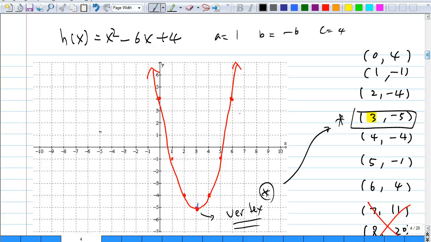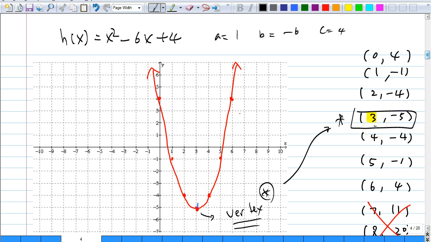Well, let me tell you how to find the x-coordinate of the vertex. Because if I tell you the x-coordinate of the vertex, how do you find the y-coordinate? You simply plug it back in, right? Isn't that how we got -5? So if we could figure out the x coordinate of the vertex, like for example here, this was 3, you could always find the y coordinate by plugging it in, right?